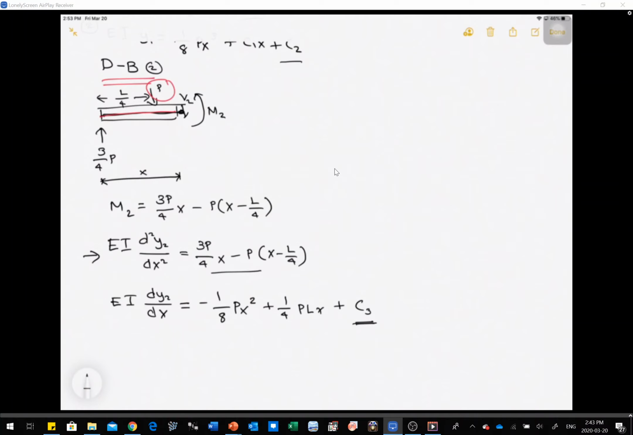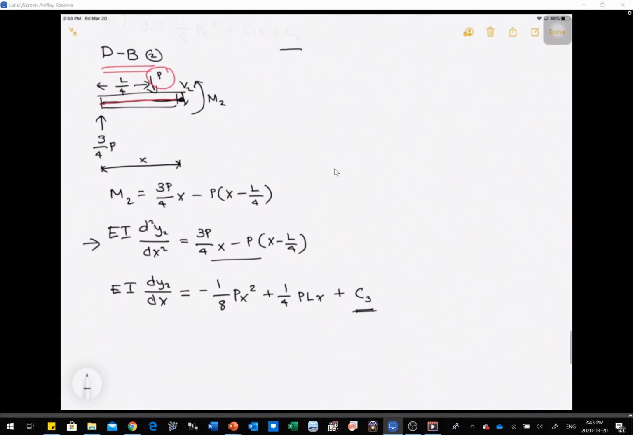Now, I can, again, integrate this function here so that I could get y2. So I have EI y sub 2. And now I'm going to get this number here, that's negative 1 over 24 P x cubed, so it's 2 there, plus 1 over 8 PL x squared plus C3 x plus C4.